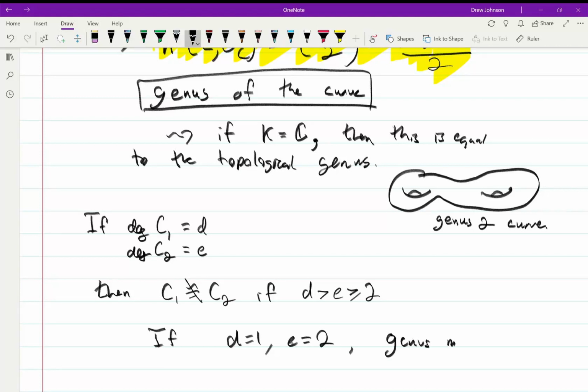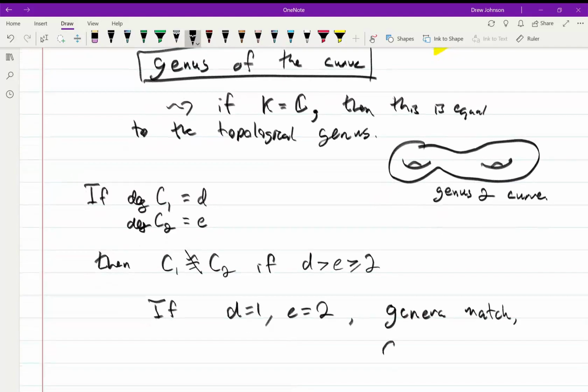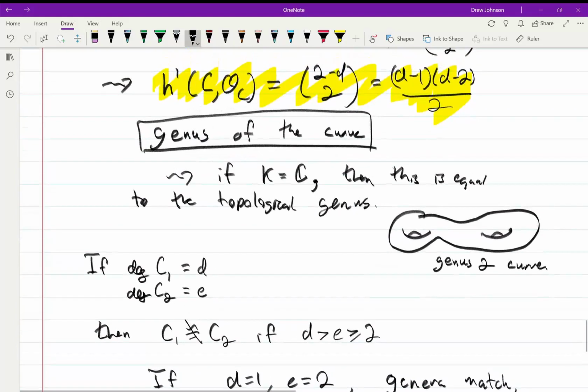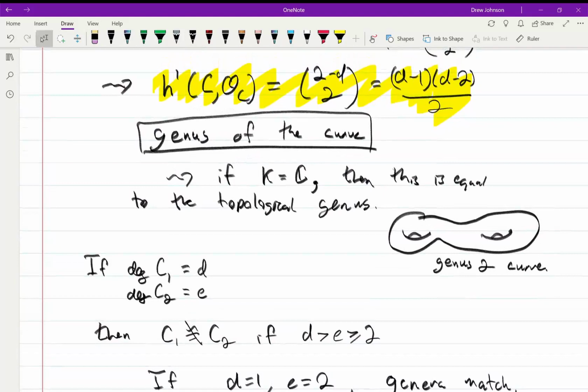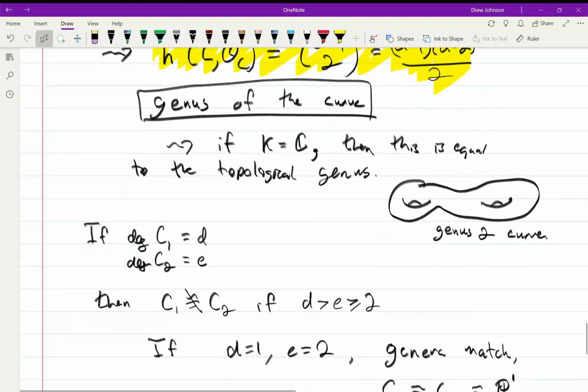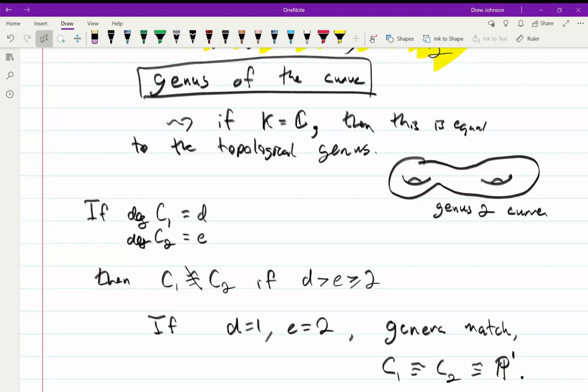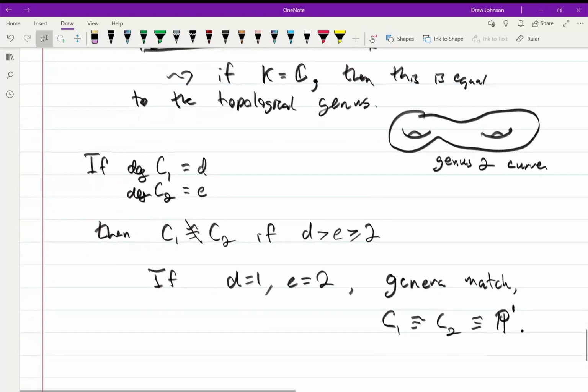or I guess the plural is genera, the genera match. And in fact, they are isomorphic. They're both isomorphic to P^1. Okay, so let me just emphasize that just because the genus matches doesn't necessarily mean they have to be isomorphic. There are non-isomorphic curves with the same genus, but in this case, it turns out they are isomorphic. For P^1, there's only one isomorphism class. Okay. All right. Good.